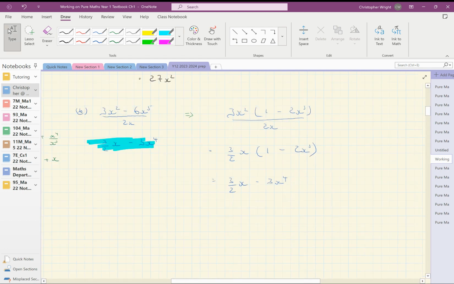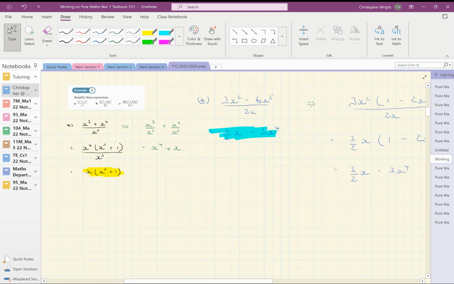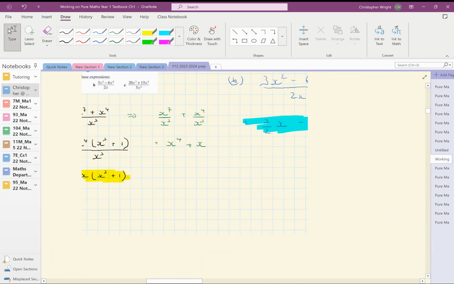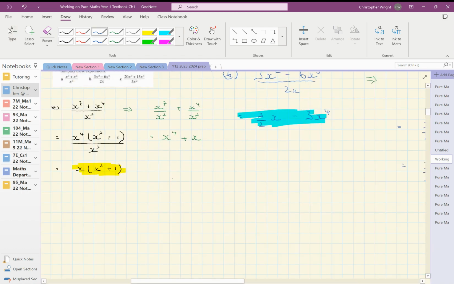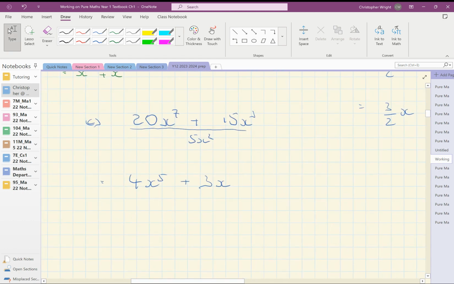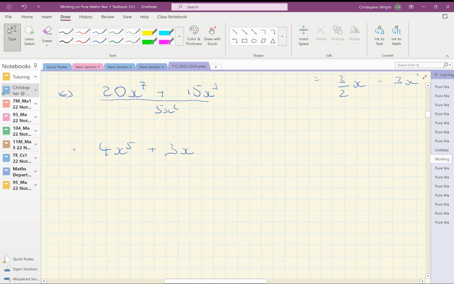But again, I think it's simpler to divide each term in turn rather than factorising the top and factorising the bottom. Right, let's have a look at C. Okay, so we have got 20x to the 7 plus 15x cubed all over 5x squared. So I'm going to divide the first term by 5x squared, gives me 4x to the power of 5, and the second term by 5x squared. There you go. I fear that that way is simpler than my preferred method of factorising the top and bottom.